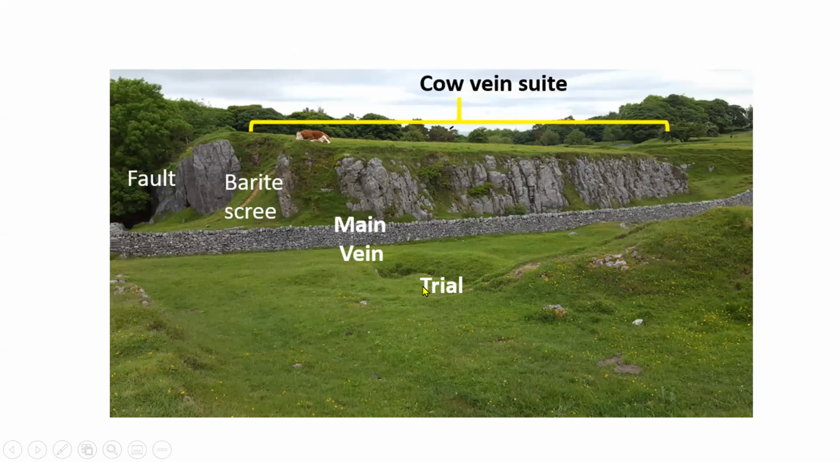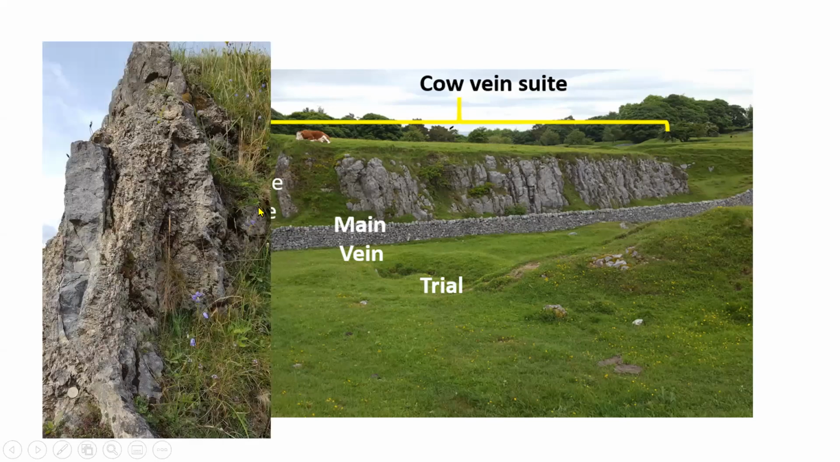There's a big vein there. There's a little trial where they're probably looking for lead there. There's a fault here that probably helped the fluids come to the surface. If you go up this little track here, it's covered in barite scree. And if you zoom in to that main vein, what you see is chunks of limestone cemented by large crystals of calcite here. Chunks of crystals, you can probably just see the size of some of these crystals. They can be several centimeters long.